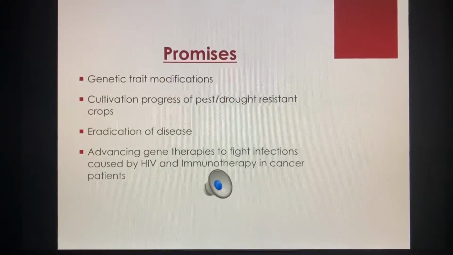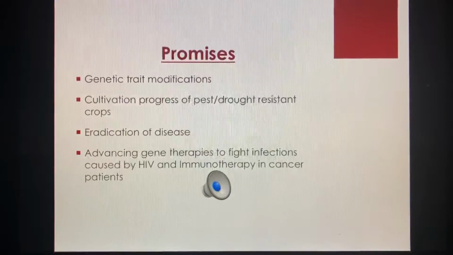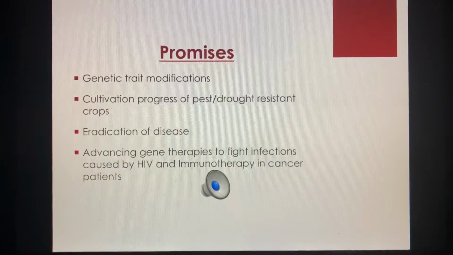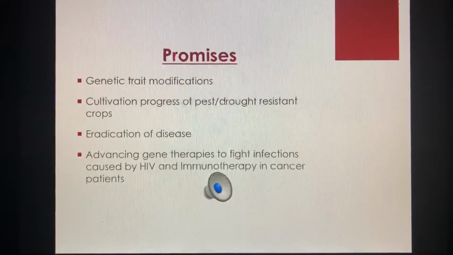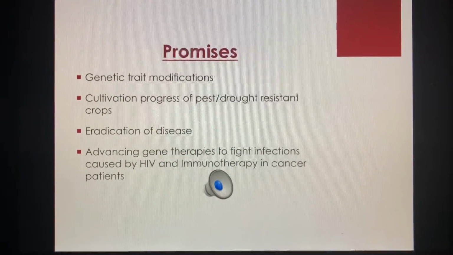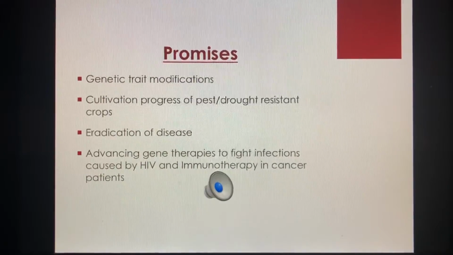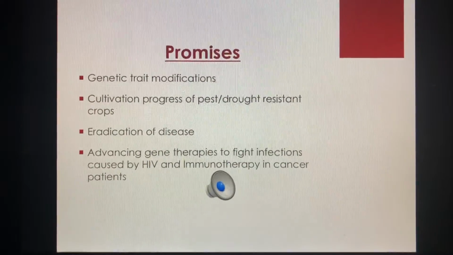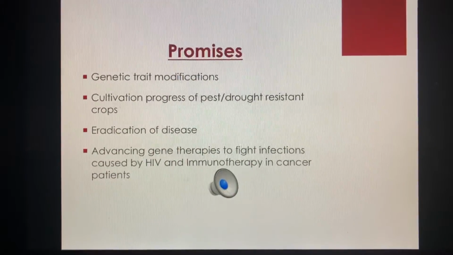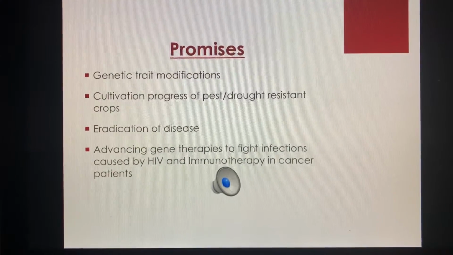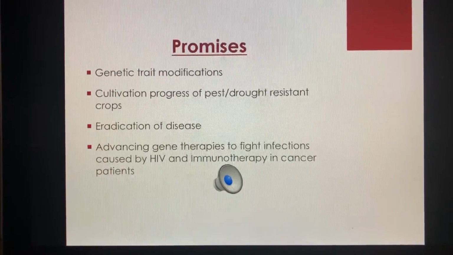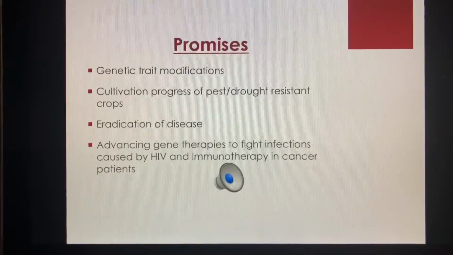But CRISPR paves the way to potentially cure inherited diseases such as cancer, and genetic disorders such as cystic fibrosis, sickle cell disease, and even Huntington disease, which are all caused by a single gene mutation. CRISPR also promises to allow researchers to develop gene therapies to fight infections caused by the human immunodeficiency virus, or HIV. However, with all of these promises, there are definitely ethical and safety concerns that are certainly raised with this new technology.